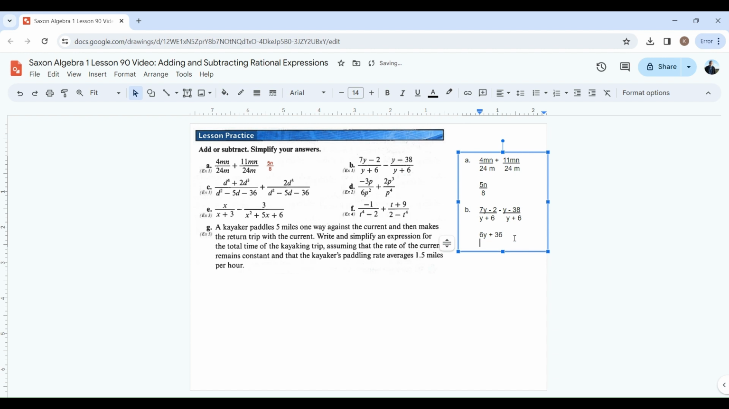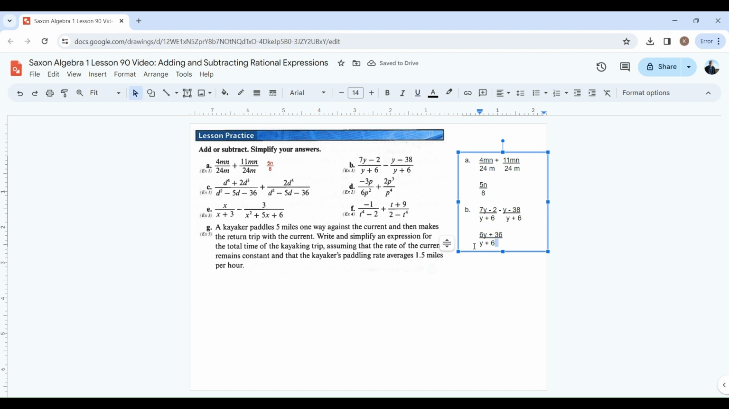6y plus 36 over, what do I do with my denominator? Is it 2y plus 12 or is it 0 because I'm subtracting? It's y plus 6. The denominator stays the same. The denominator does not change when you add or subtract a fraction. Okay, you got to remember that.